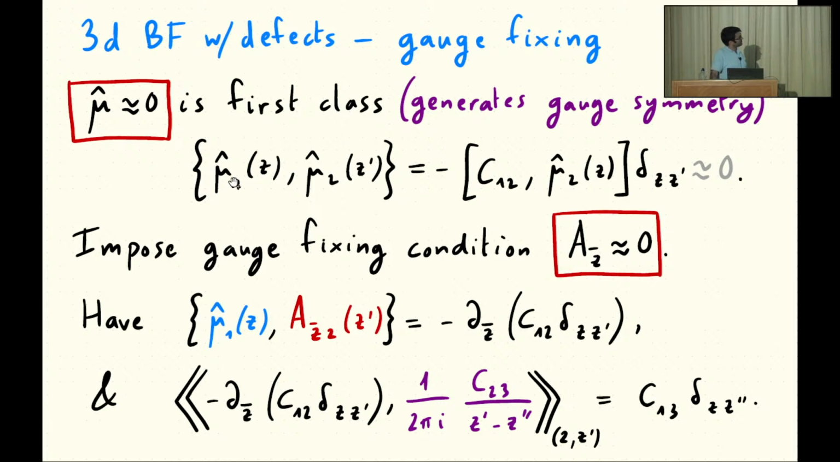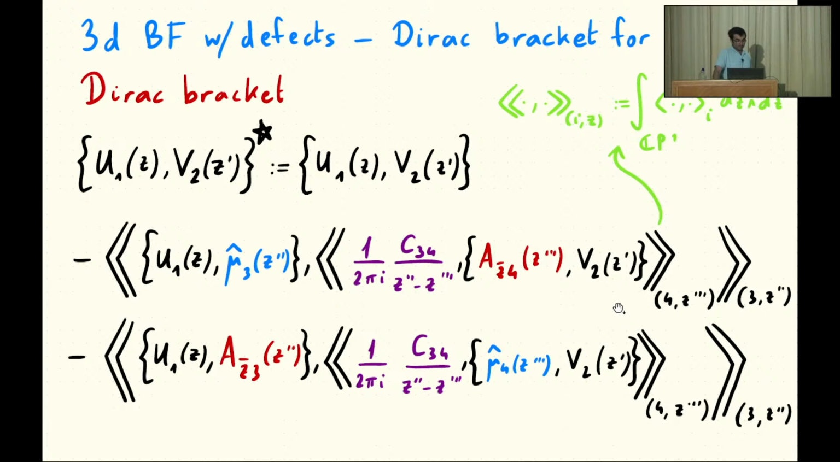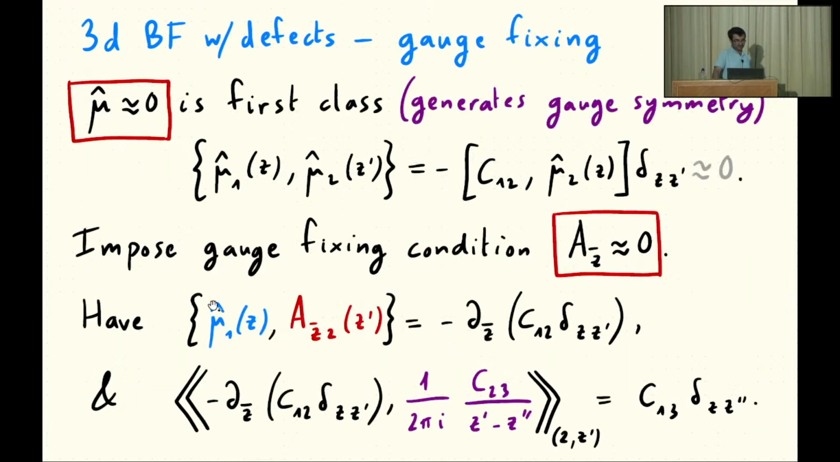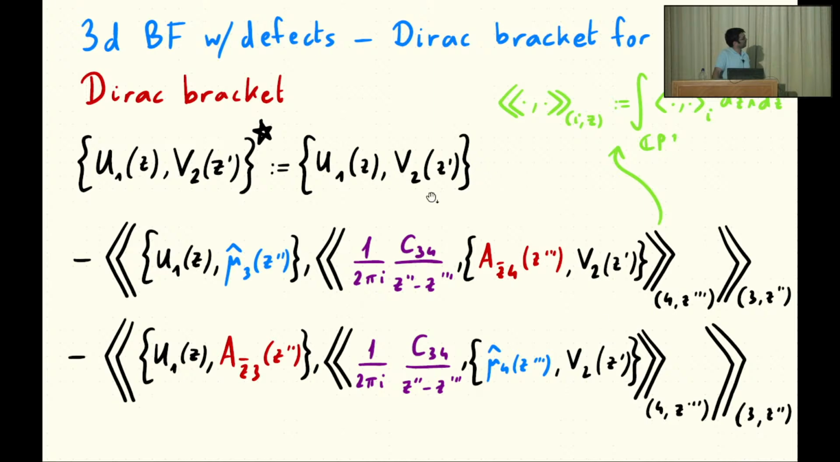So we can fix this gauge invariance, as we understood in the Lagrangian framework, by choosing this gauge fixing condition. And it turns out that indeed mu hat and AZ bar together are second class. So their Poisson bracket is this expression, which you can invert using this rational function here, which you recognize as the R matrix of the Gaudin model. So in particular, the formula for the Dirac bracket for fixing these two constraints is simply the same formula as before, but now I use the inverse of the Poisson bracket of mu hat with AZ bar. And this double bracket is the same as before.